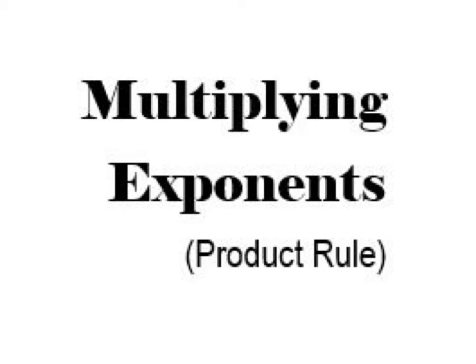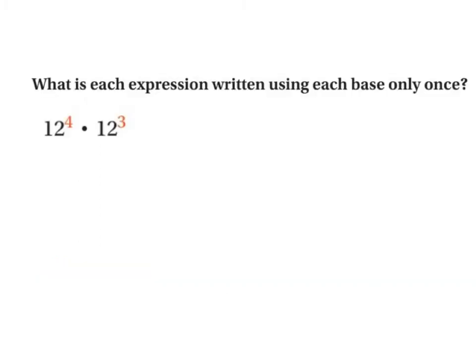All right, so this is day 2 of multiplying exponents using that product rule. So remember, we only use the base once when possible. So in this case, we have a base of 12. So this would be 12 to the 7th power because 4 plus 3 is 7. So then that one is as simple as that.